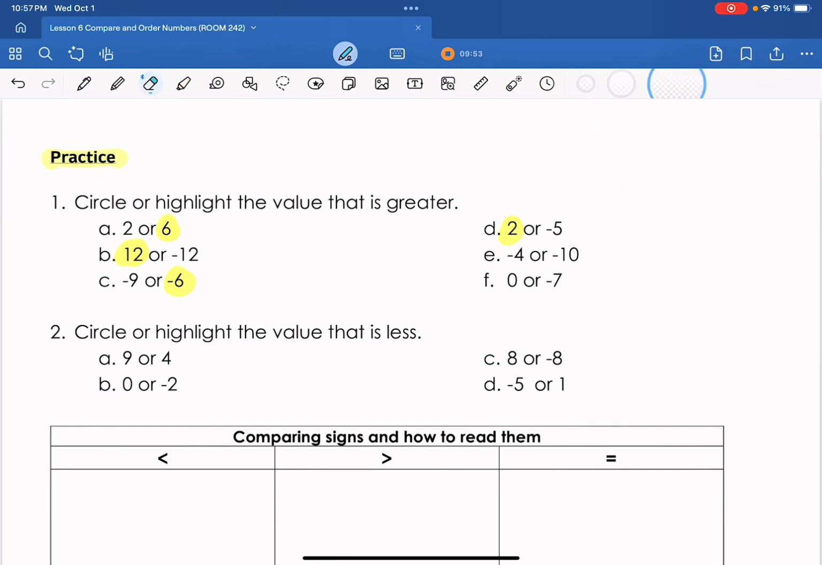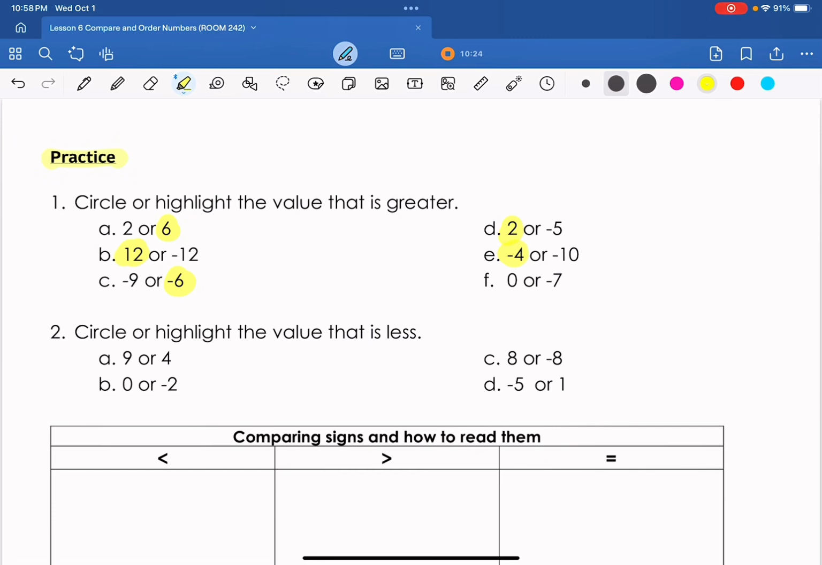-4 or -10. So if I'm looking at my number line again, I want you to try to do this one on your own. You're going to draw your number line. You're going to have 0, and then negative 4 is going to be plotted before you get to negative 10. So negative 10 is further to the left, which means it's smaller. And we're looking for the one that is greater.